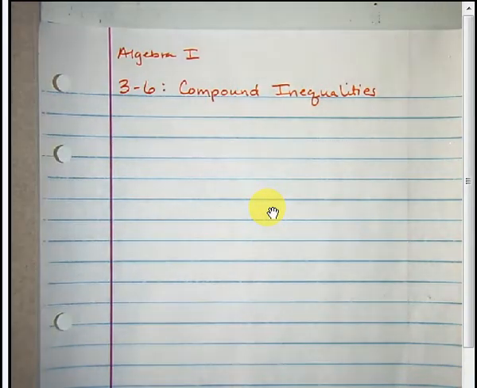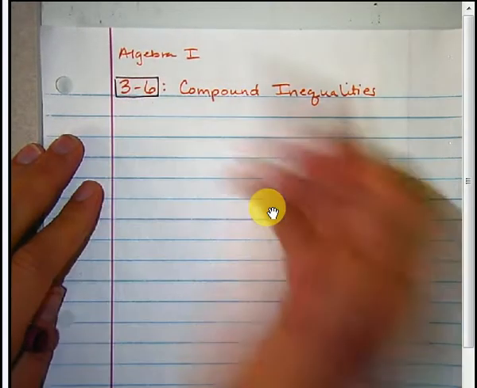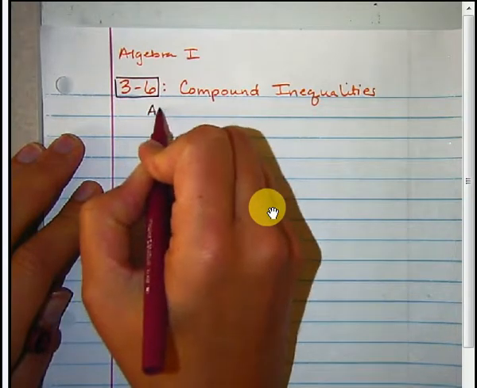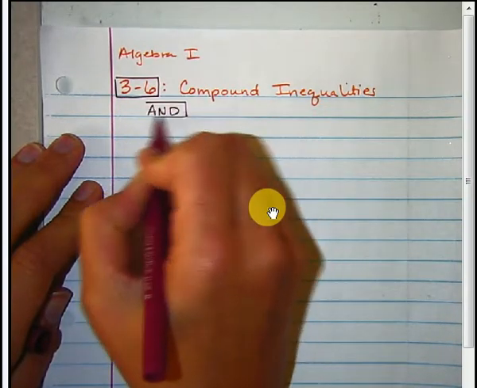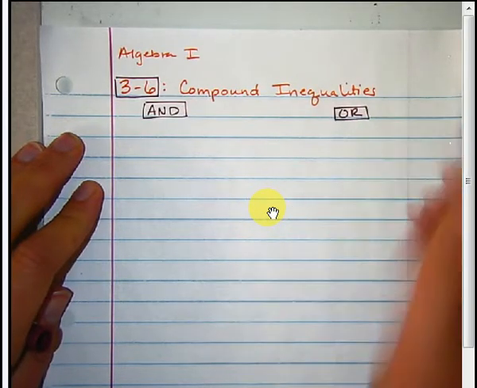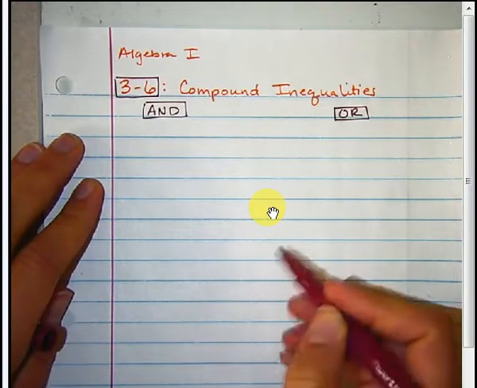Hello, this is a video on 3-6 compound inequalities. We're going to be looking at two different compound inequalities. There's the kind that are "and" inequalities, and we'll look at what those mean. And then there's the kind that are "or". So we have two different conjunctions here. I know it's a fancy English term, but we'll look at them.